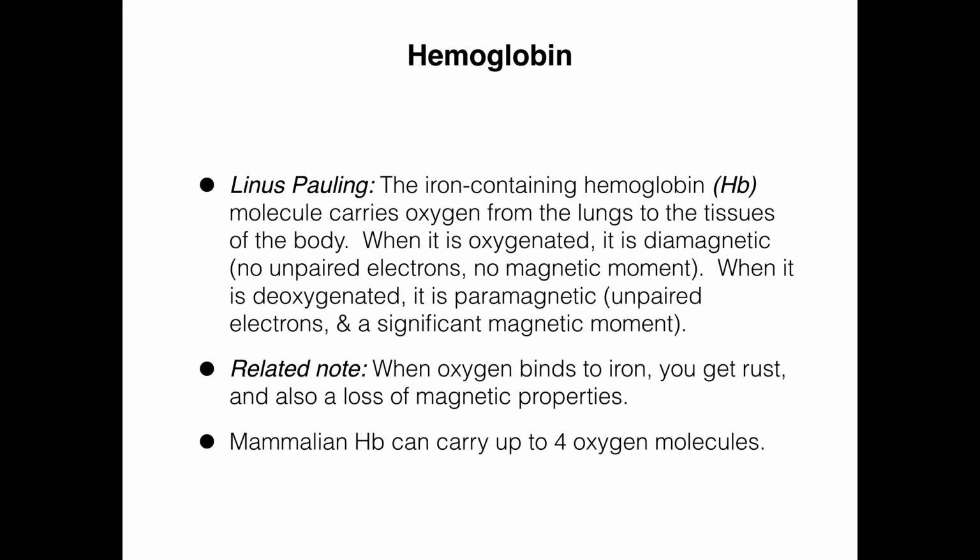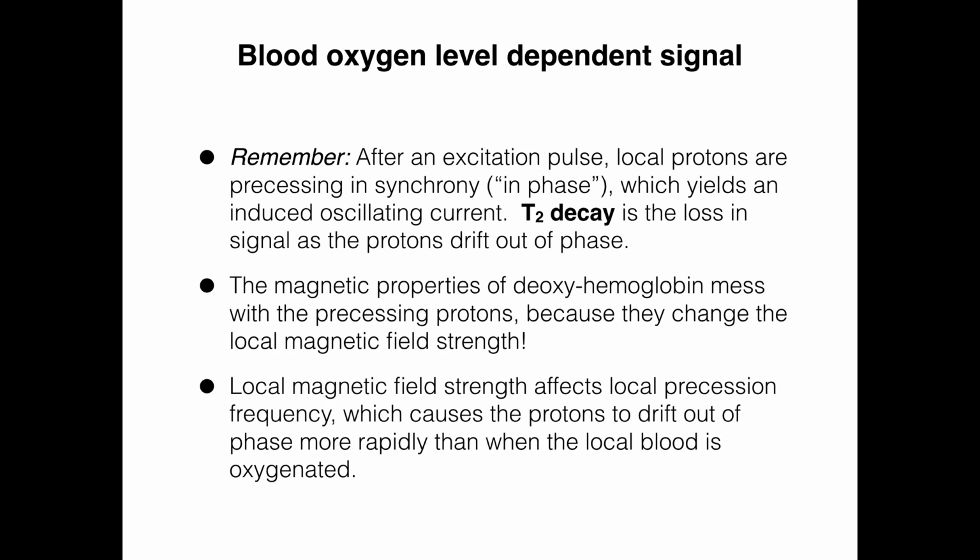If you think about when oxygen binds to iron, it gets rusty and it also loses its magnetic properties. So this is kind of a similar thing. We've got a teeny little bit of iron that has oxygen that can bind and unbind to it. And one hemoglobin molecule can carry up to 4 oxygen molecules. All right, so now what we're building up to is this idea of a blood oxygen level dependent signal, the BOLD signal.